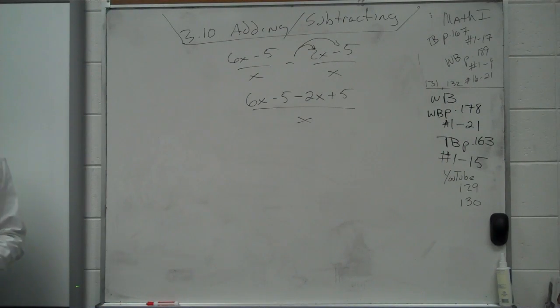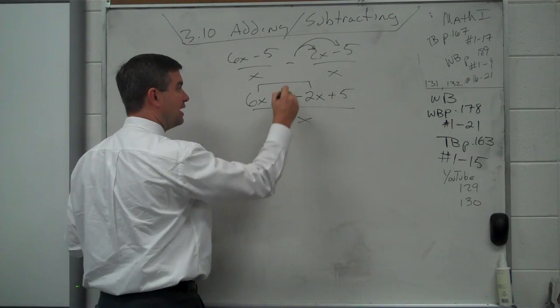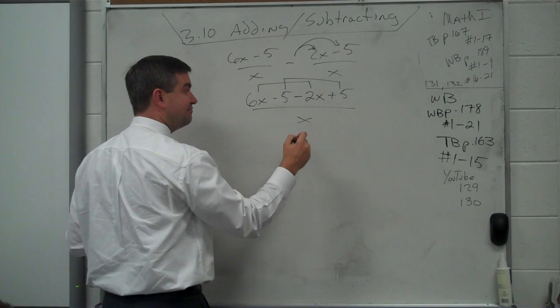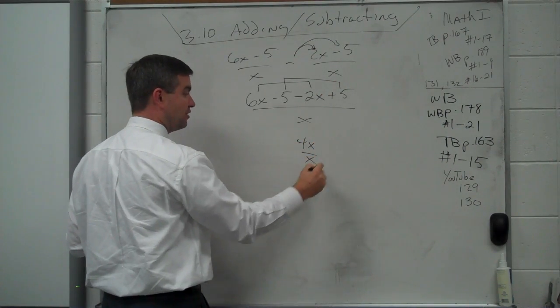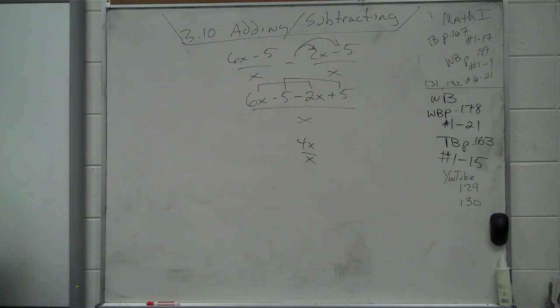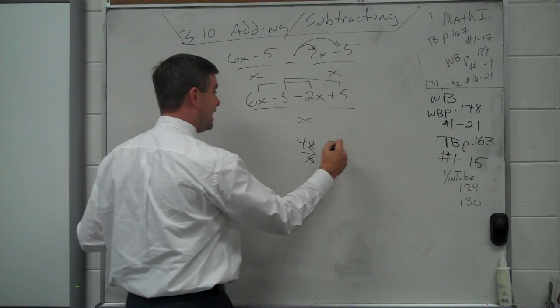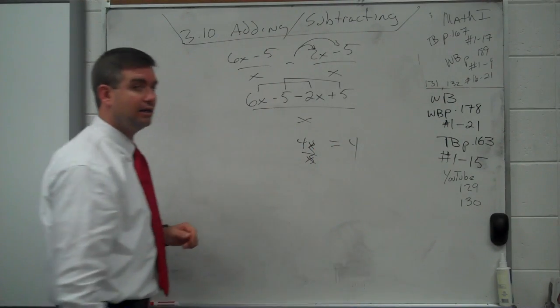Now what do you need to do? Simplify. Combine like terms. 6x and negative 2x, negative 5 and positive 5, that just gives you 4x over x. Am I done? No, you can simplify. Very good. The x's cancel out, and so your answer is 4.